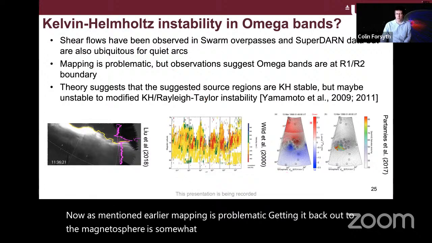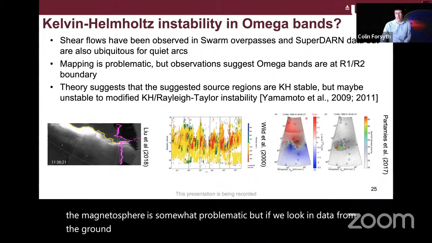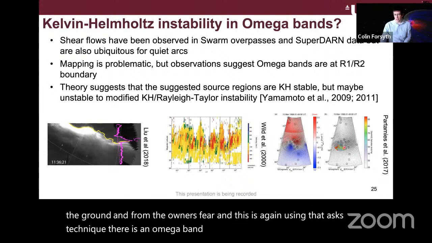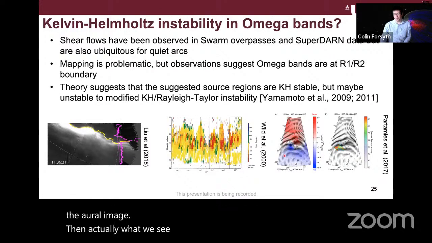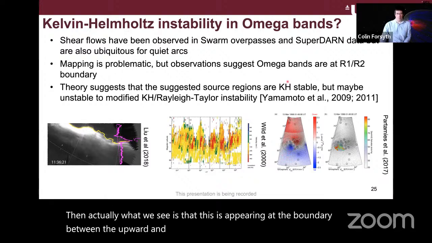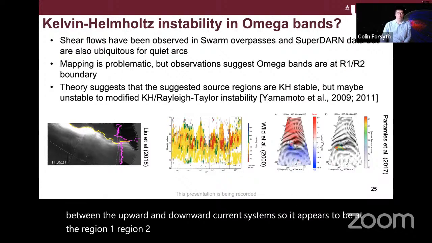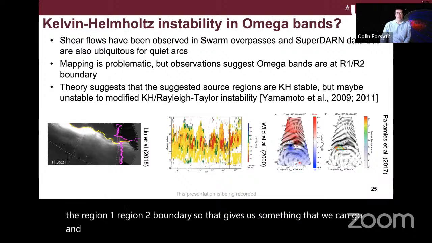But if we look in data from the ground and from the ionosphere, and this is again using that SECS technique, there was an omega band passing through here. You can see it in the auroral image. Then actually what we see is that this is appearing at the boundary between the upward and downward current systems. So it appears to be at the region 1, region 2 boundary. So that gives us something that we can go and look for in the magnetosphere to tell us potentially where that source region is.